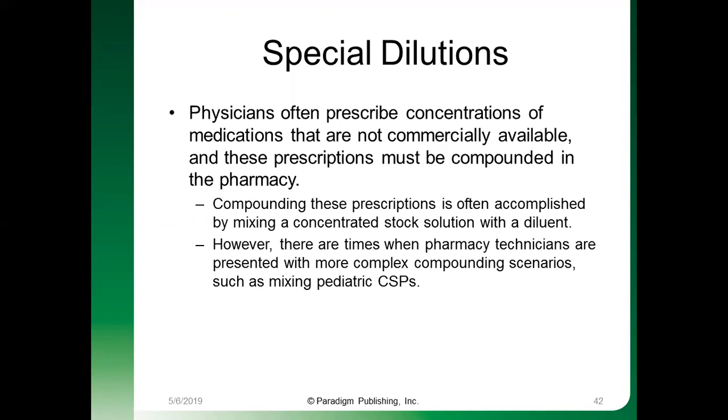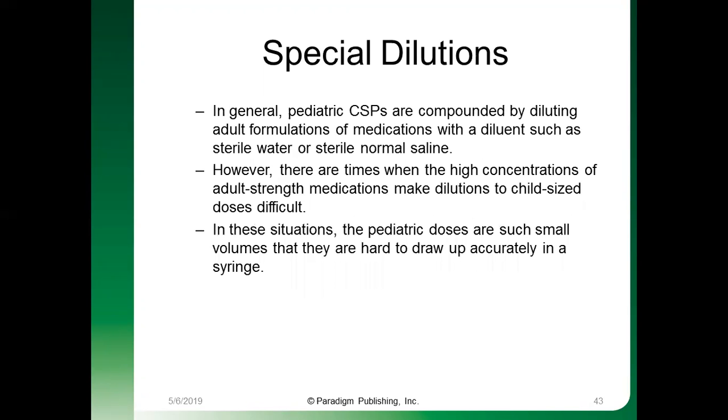However, there are times when pharmacy technicians are presented with more complex compounding scenarios, such as mixing pediatric compounded sterile preparations. In general, pediatric compounded sterile preparations are compounded by diluting adult formulations of medication with diluents such as sterile water or sterile normal saline. However, there are times when the high concentrations of adult strength medications make dilutions to child-sized doses difficult.